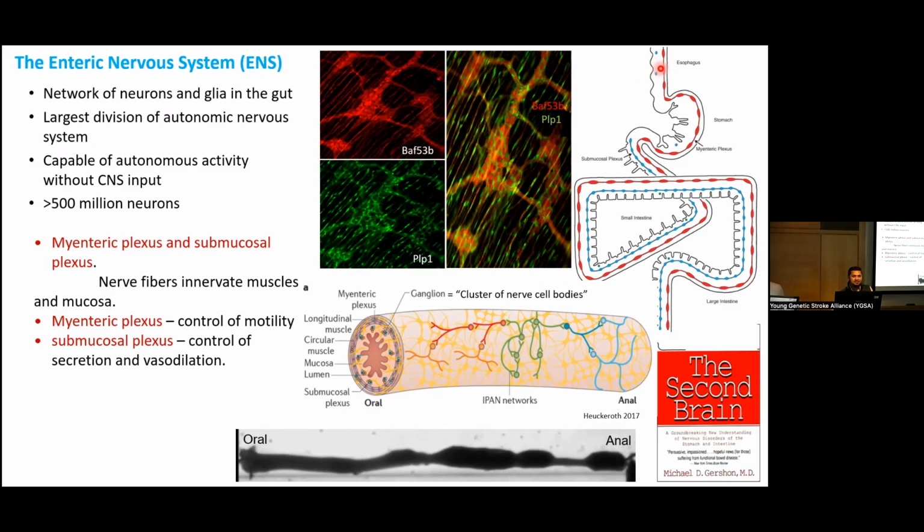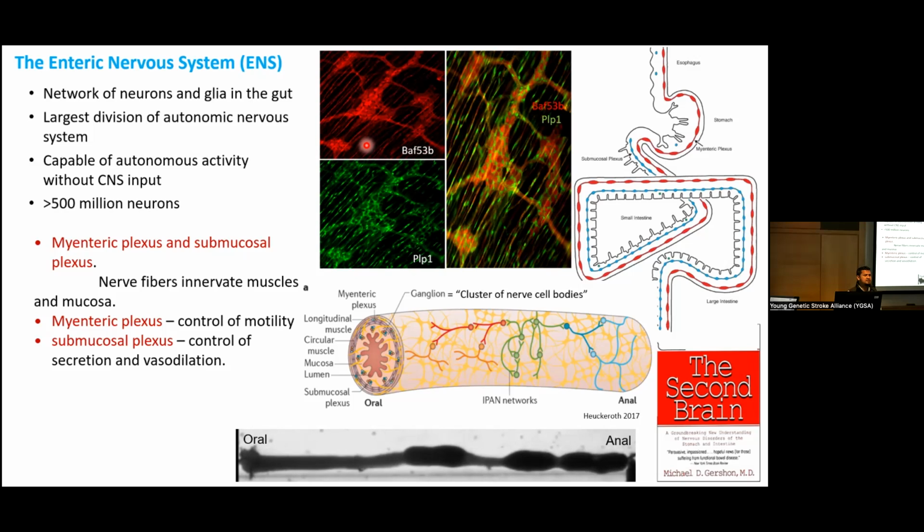So starting from the esophagus all the way to the rectum, this nervous system exists. You can see the enteric neurons. These neurons are clustered or grouped in ganglia, and these ganglia are connected through bundles of nerve fibers. They form two types of plexi. One is called the myenteric plexus, and the other is called the submucosal plexus.